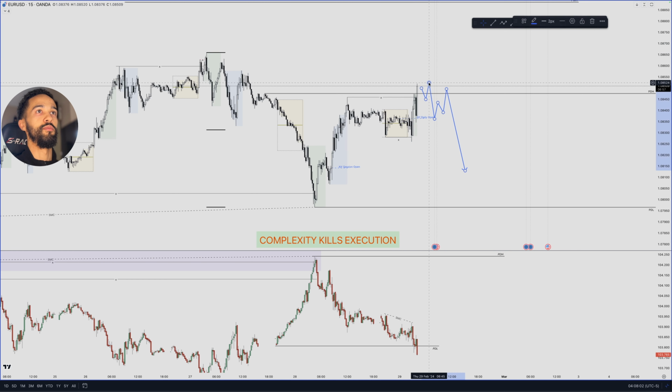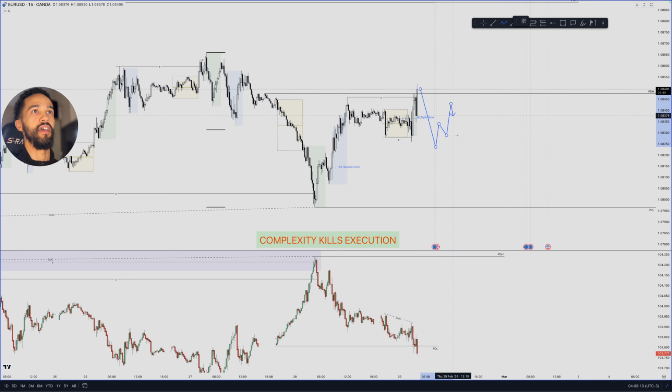Now, if price doesn't create that structure, I just need it to break down. It needs to break its lows and then come back, and then we can continue lower. Something along those lines. As long as this buy-side liquidity here is taken and it causes a break of structure, that will give some conviction to going short.